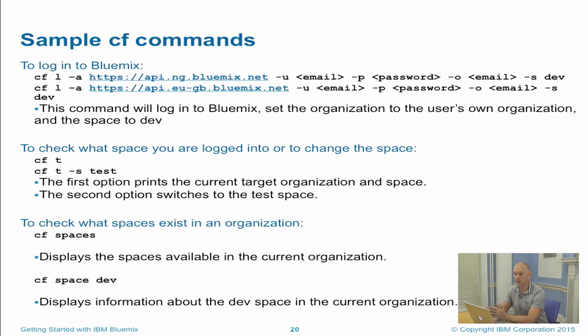If you ever want to know what region and space you're logged onto, CF target will actually give you that. Similarly, you can check what spaces are available in the current organization by typing CF spaces, and to move to a different space, CF space and then the space name will allow you to change space. As I say, everything you do in Bluemix has to be done within a space which lives within a region. So please make sure you're working in the right area.